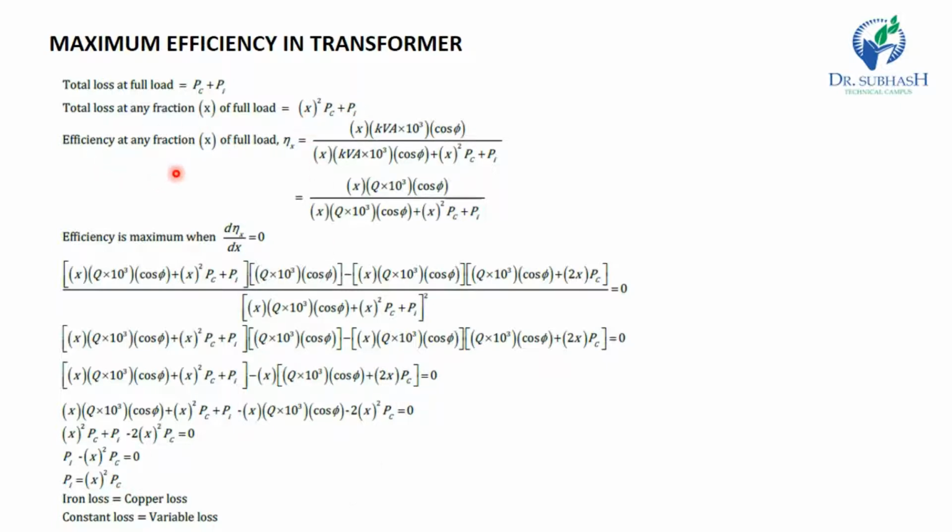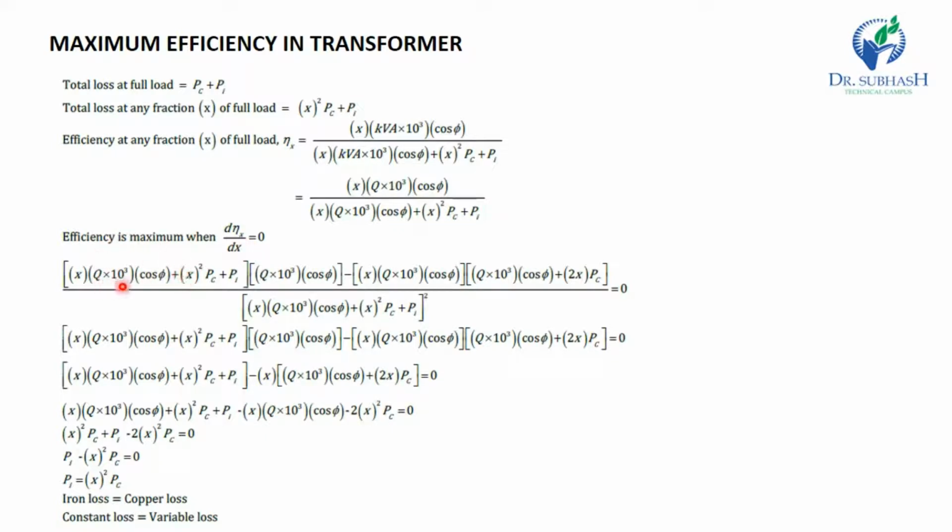Now efficiency at any fraction x of full load is equal to output upon input. Our output is kVA into 10 raised to 3 cos phi into x. The input is equal to output plus losses, so input is the total losses plus output, and we get the equation like this. Efficiency is maximum when the efficiency differentiated with respect to the variable x is 0. So we differentiate this equation with respect to x.